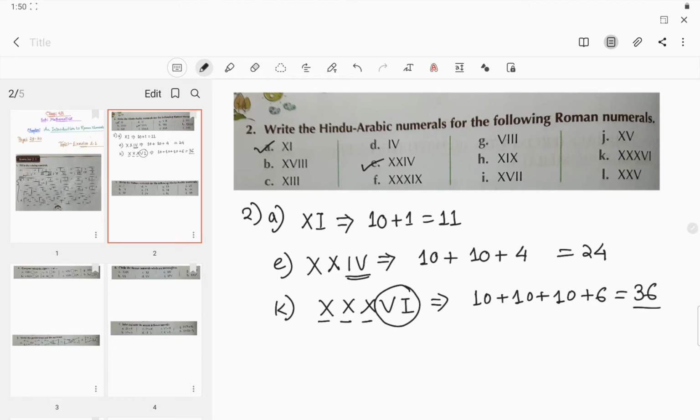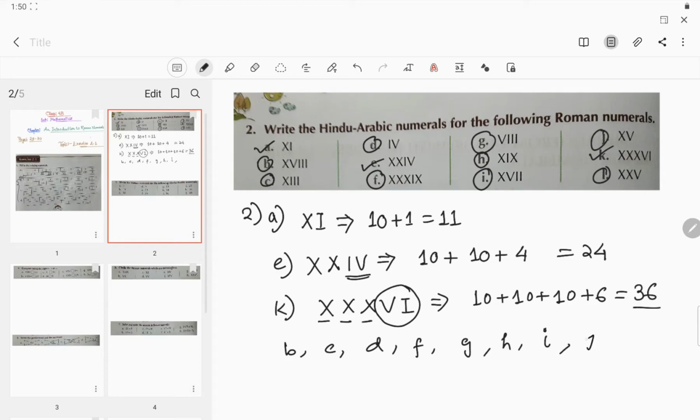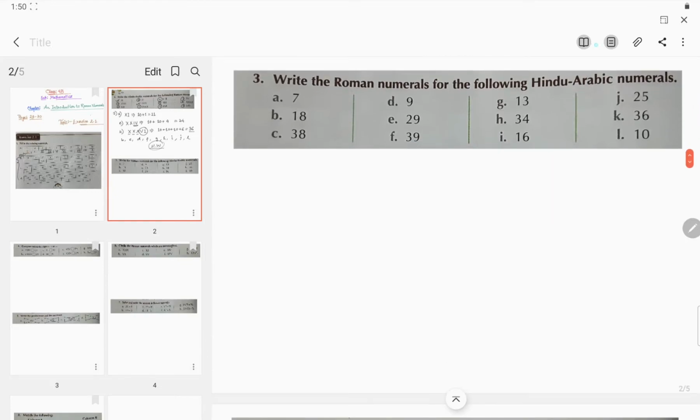Now K is solved. Now the rest of the parts: B, C, D, F, G, H, I, J, and L. This is your HW. That means you have to write in your copy, and I will check whenever you are asked to submit. Okay. Now, the next question number 3.